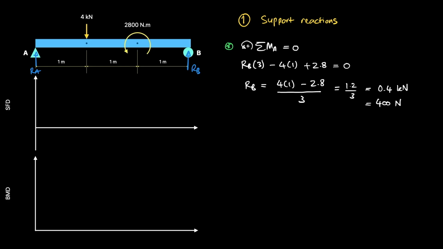The next step is to assess the vertical equilibrium, which means we only consider the vertical linear forces acting on the structure. So we have here Ra, Rb, and the load 4 kilonewtons. Anything going up is positive and going down negative. Then using vertical equilibrium, where sigma Fy equals 0, Ra plus Rb minus 4 equals 0. We know Rb is 0.4, then Ra equals 4 minus 0.4, which is 3.6 kilonewtons.